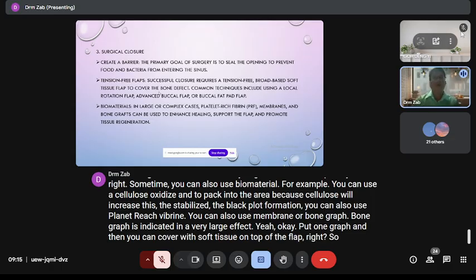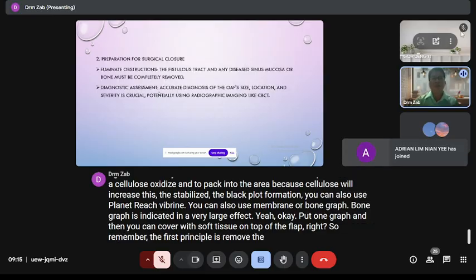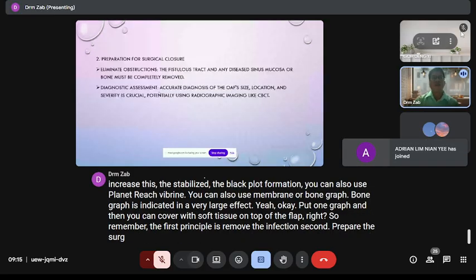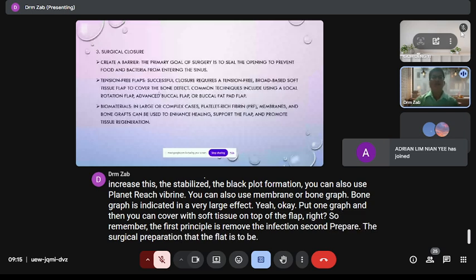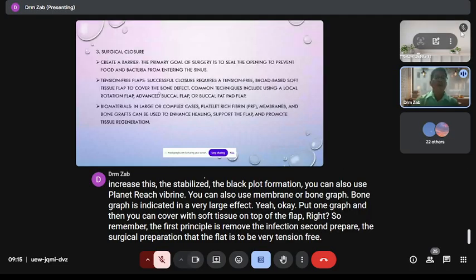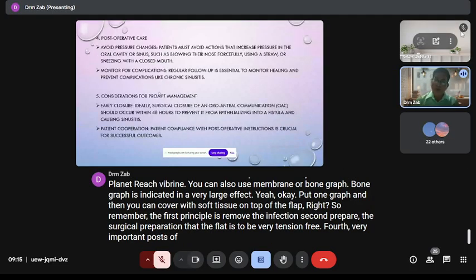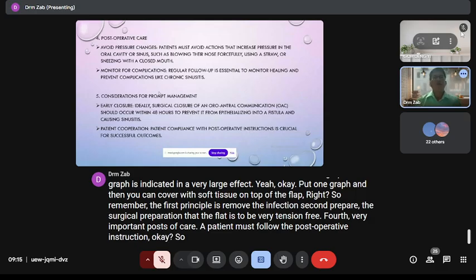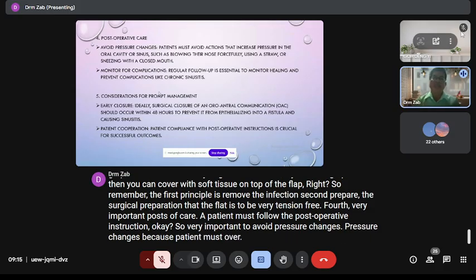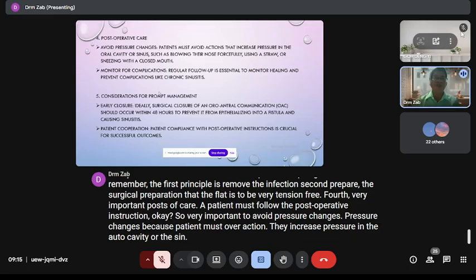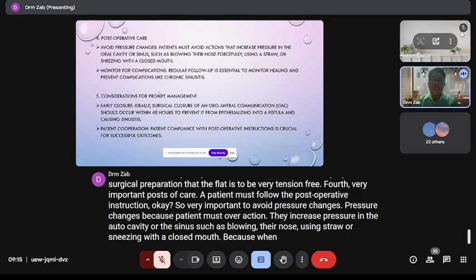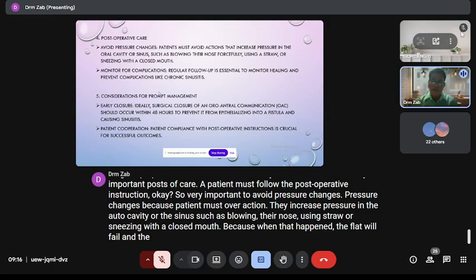Right. So remember, the first principle is to remove the infection. Second, the surgical preparation. Third, the flap has to be very tension-free. Fourth, very important, post-op care. The patient must follow the post-operative instructions. Very important to avoid pressure changes, because the patient must avoid actions that increase pressure in the oral cavity or the sinus, such as blowing their nose, using a straw, or sneezing with a closed mouth. Because when that happens, the flap will fail. The flap will open up.